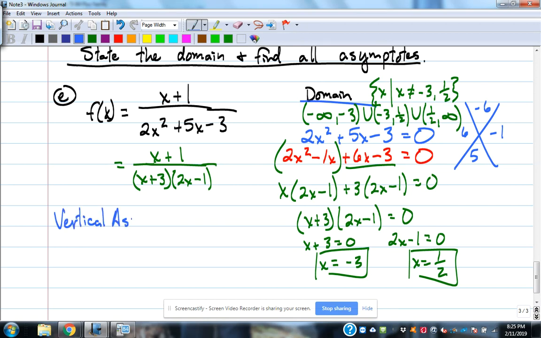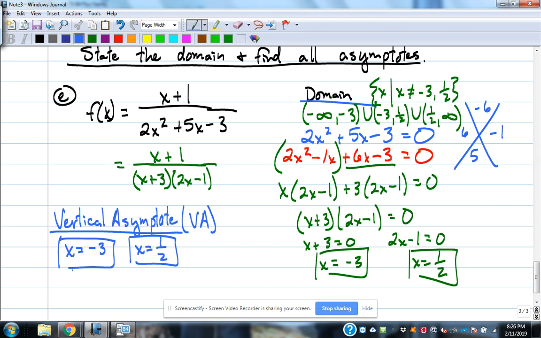The vertical asymptotes, and we're going to abbreviate that from here on out as the VA. So anytime I say VA, I'm talking about vertical asymptotes. They match the domain. Vertical asymptote at x equals -3 and x equals 1/2. Those are the two vertical asymptotes. There's two of them on this one. They are equations. They're not just numbers.